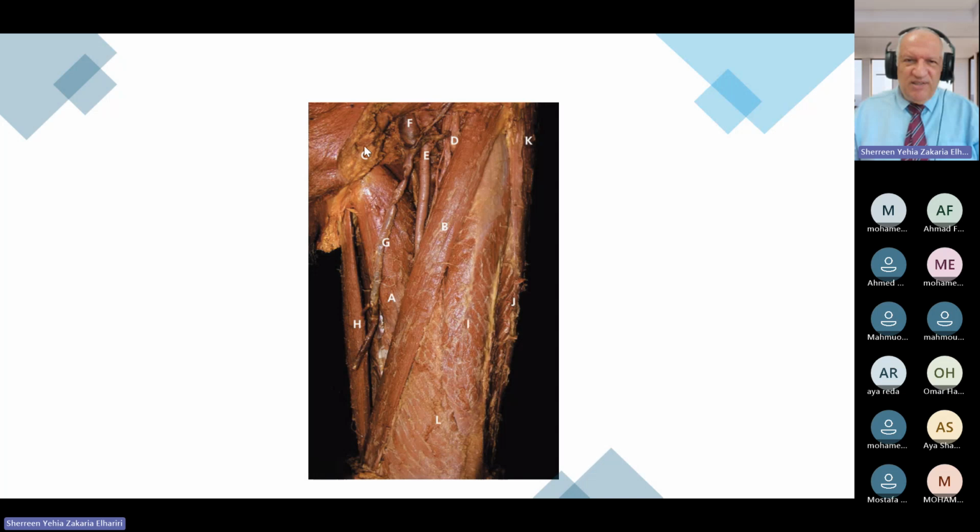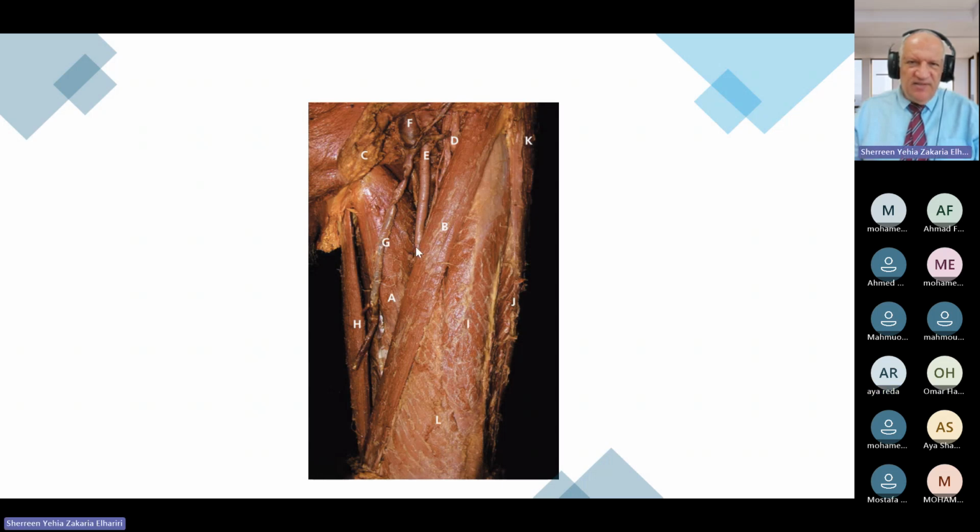So A, B, C. What is C? Maybe difficult. Maybe it is the inguinal ligament or something. A, B, C, D. What is D? What is E? What is F? What is F, by the way? Is it the femoral vein? No, F, I think it is the lymph node. I'll check. Okay, E is the femoral artery, common femoral artery. What is J or G? J is the great saphenous vein.